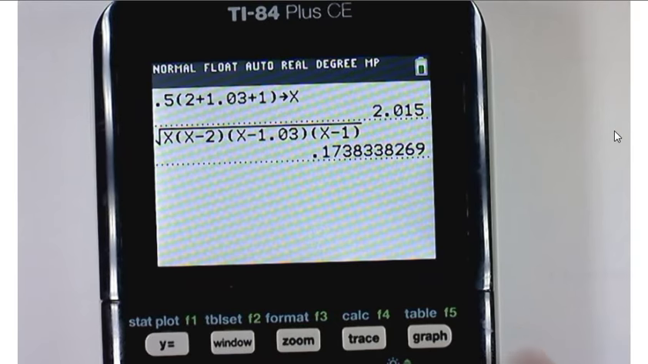Yeah, you're always taking the positive root because we're going to be talking about an area. So it would definitely be the positive root there. Thanks. That's a good question.